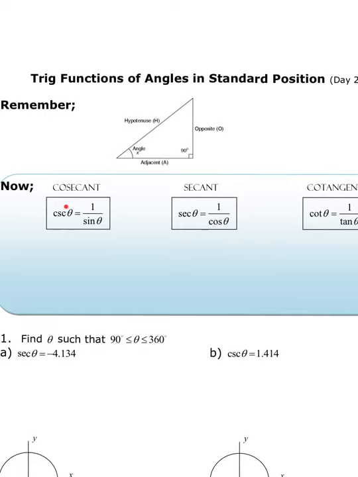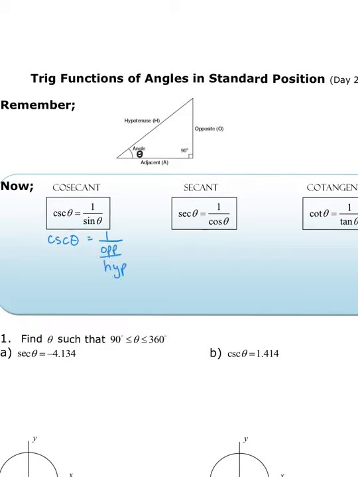So the cosecant of theta is actually just equal to 1 over sine theta. That means the cosecant ratio of an angle is the reciprocal of the sine ratio of that angle. And if you remember going back to the right angle triangle, the sine ratio is opposite over hypotenuse. So what we can say here is that the cosecant ratio is 1 over the opposite over hypotenuse.